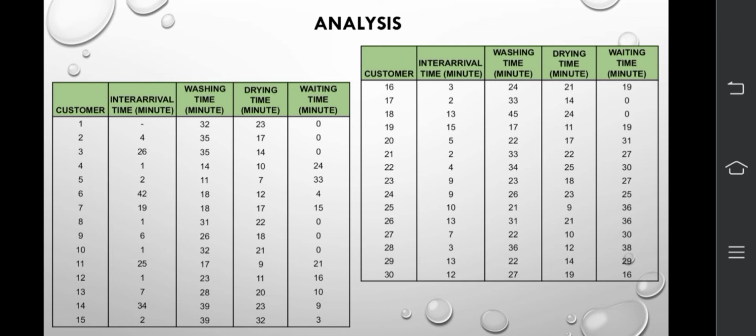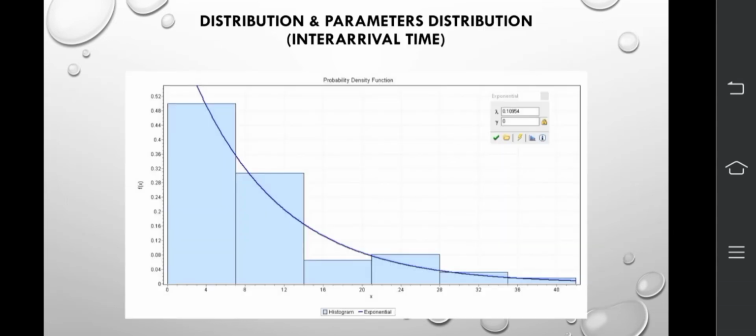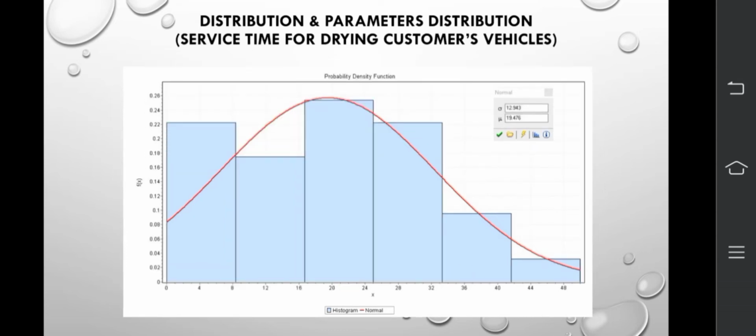By organizing and recording the data, we need to analyze the data. Here we have the number of customers and the entire arrival time, washing time, drying time, and waiting time. We can see here we have 63 customers. This is the result for the distribution and parameters distribution for inter arrival time. And this is the distribution and parameters distribution for service time for washing customer vehicles. And the last one, we have the service time for drying customer vehicles.